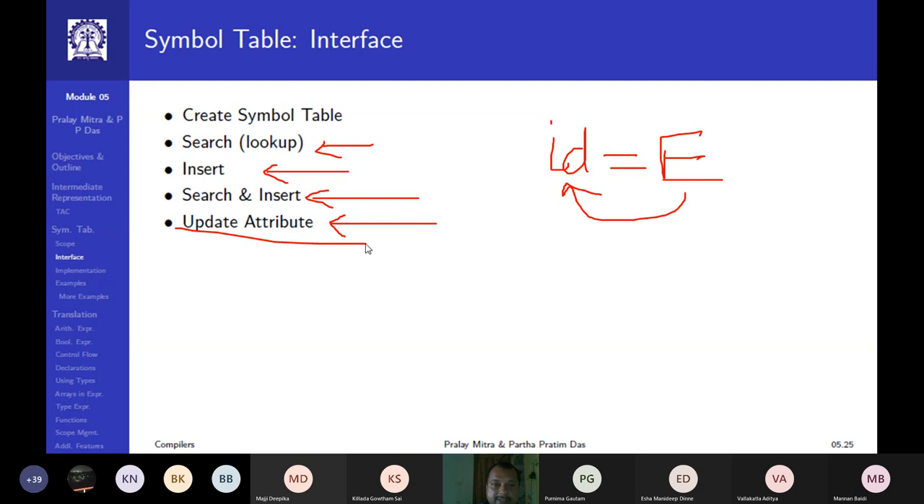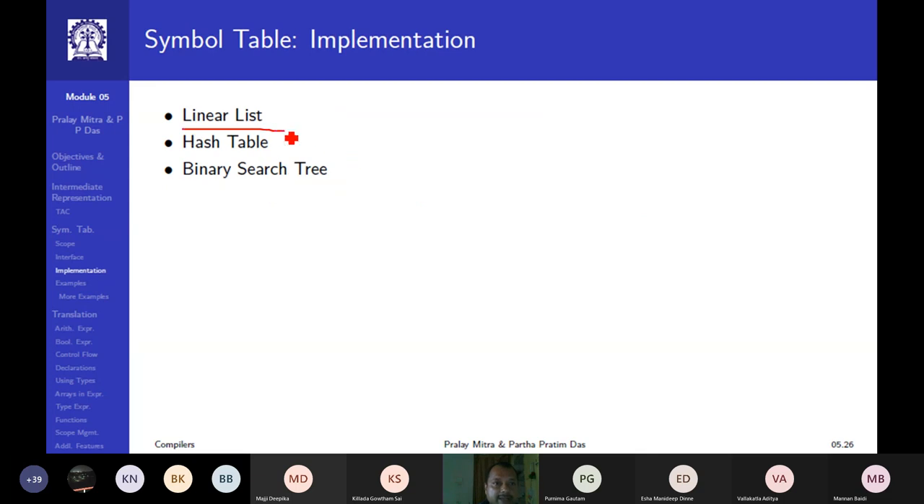And how do I implement the symbol table? Either a linear list, hash table, or binary search tree. You know from the class of your algorithm what the advantages and disadvantages of these are, so I'm not going into details. From the time and space point of view, you know the advantages, and you can choose either linear list, hash table, or binary search tree for the implementation of your symbol table.